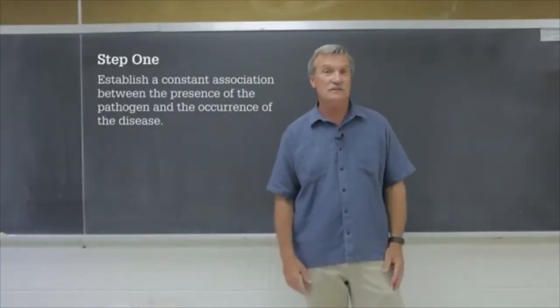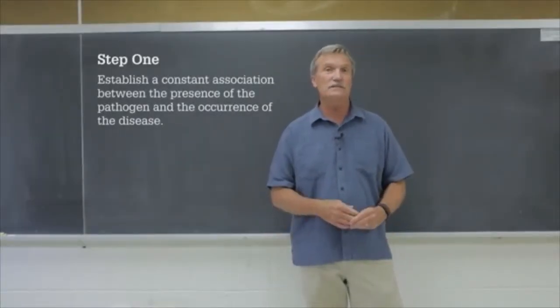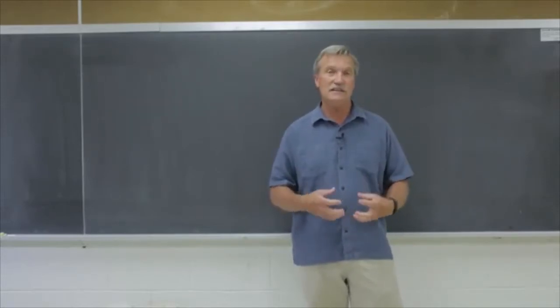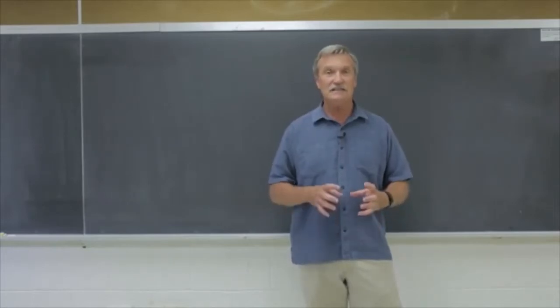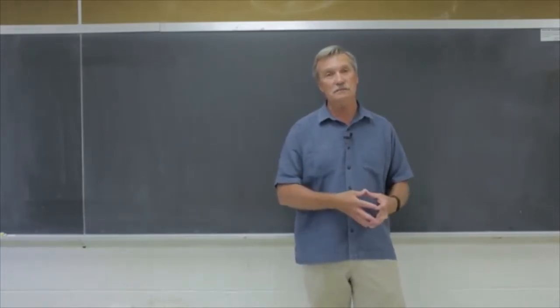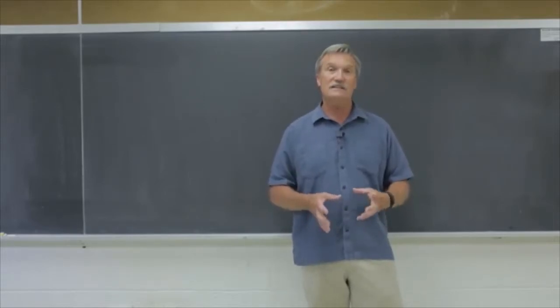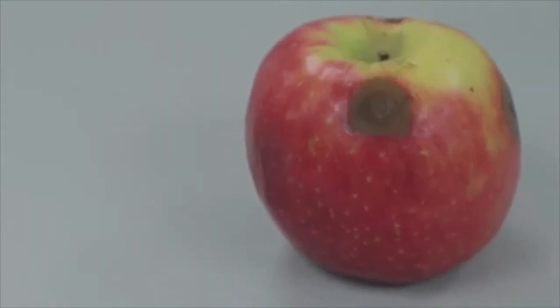Step 1 of Koch's postulates is to establish a constant association between the presence of a pathogen and the occurrence of a disease. What this means is that we need to examine multiple specimens and consistently find the presence of an organism. This does not prove that that organism causes the disease, simply it establishes that association. In this example, we will be using a disease of apple known as bitter rot to work through the detailed steps of Koch's postulates. When deciding what specimen to collect, make sure to look at the range of disease symptoms present and select a specimen that has both diseased and healthy tissue present.